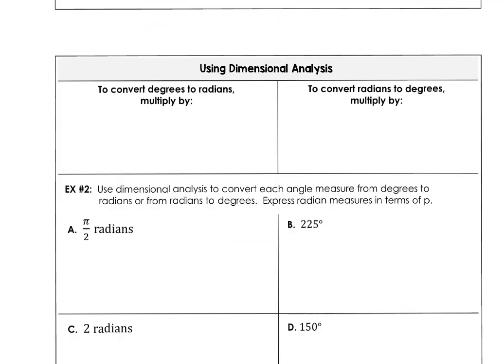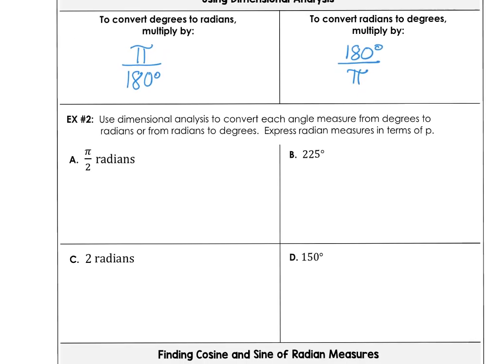And at the top of this page, we're going to record what we just found. If I want to convert degrees to radians, then I multiply by pi over 180. So my conversion factor is pi over 180. And similarly, if we want to convert the other way, convert a radian to a degree, we're just going to use the reciprocal of that, and we would multiply 180 degrees divided by pi. So let's see how that works with example 2.